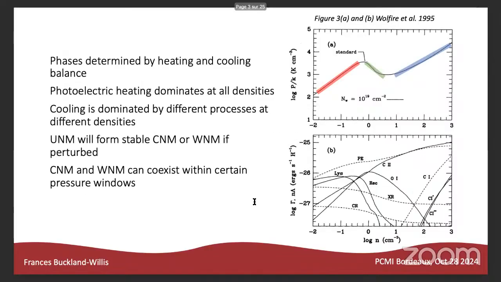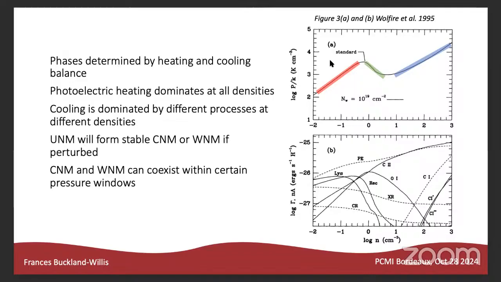And we can define these sort of temperature ranges by looking at the phase diagram of the H1. So these are some figures from the Wolfire paper in 1995, where they explore the variation of the H1 phase diagram under a lot of different ISM conditions. But the basic principle here is that when we balance all the heating and cooling processes for the H1 in the ISM, we get this characteristic phase diagram. So in terms of heating processes, our dominant process is photoelectric heating at all densities, but the cooling is dominated by different processes at different densities. And so this can really affect the shape of the H1 phase diagram. And it gives us this characteristic little wiggle here.